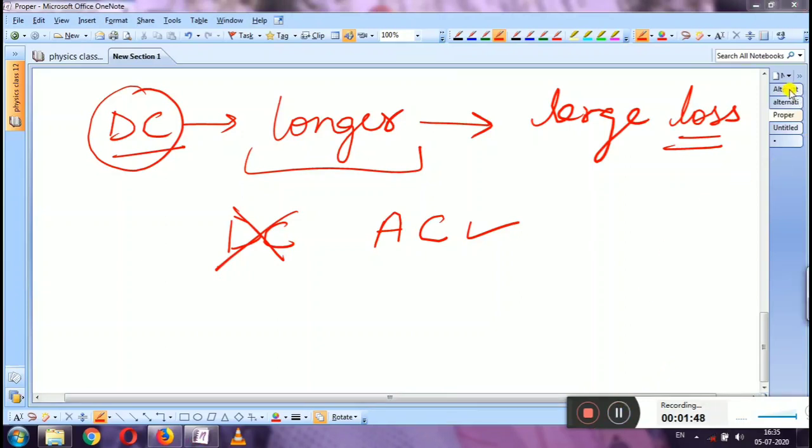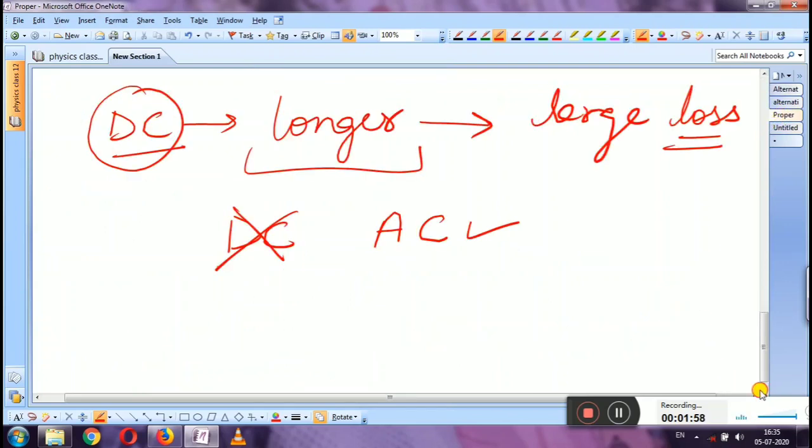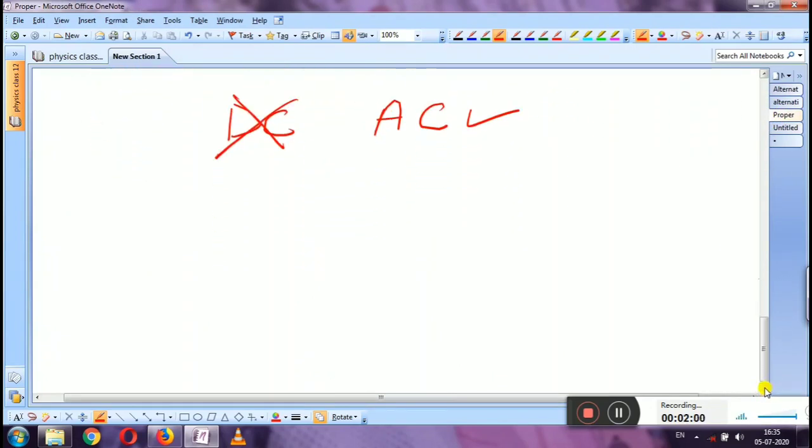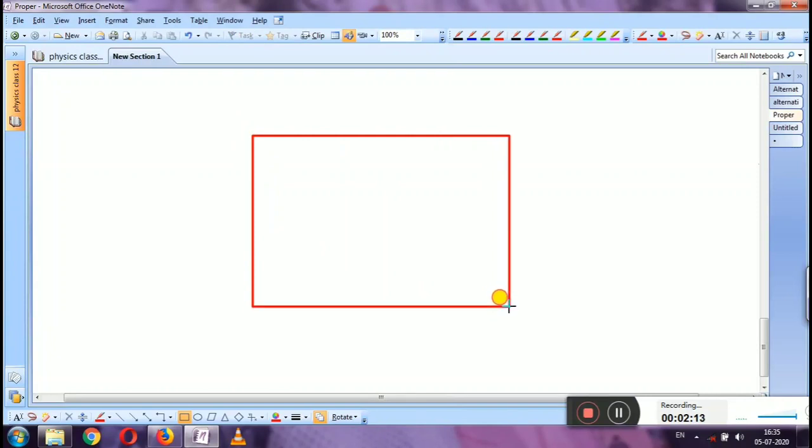After this, let us see what is our next topic of discussion. The next topic is AC voltage applied to a resistor. So for this we need a circuit diagram. So first of all we will draw a circuit diagram. Let us draw circuit diagram first of all. Okay, this will be our wire.